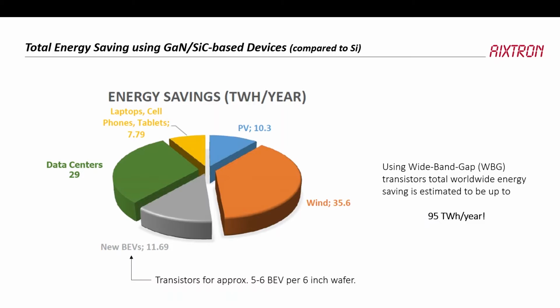On a 6-inch wafer, you typically would get 5 to 6 battery electric vehicles out of a 6-inch wafer for the inverter for that car. So that also shows the potential amount of wafers that may be required in that field.